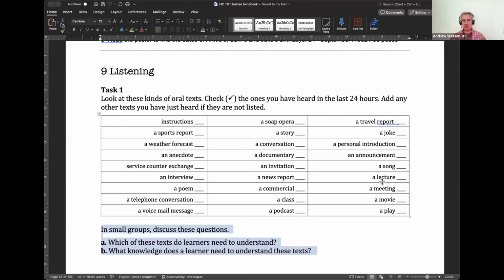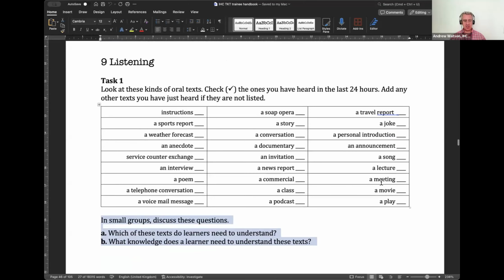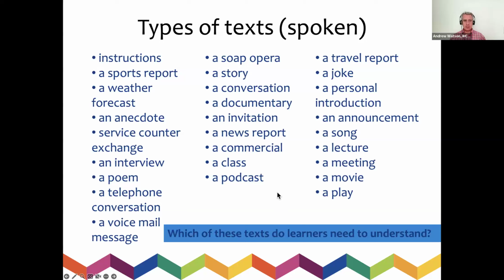Okay, so I'm going to put you into breakout rooms to discuss these two questions. Which of these texts do learners need to understand? What knowledge does a learner need to understand these texts? Any questions about these texts before I put you into the breakout rooms?